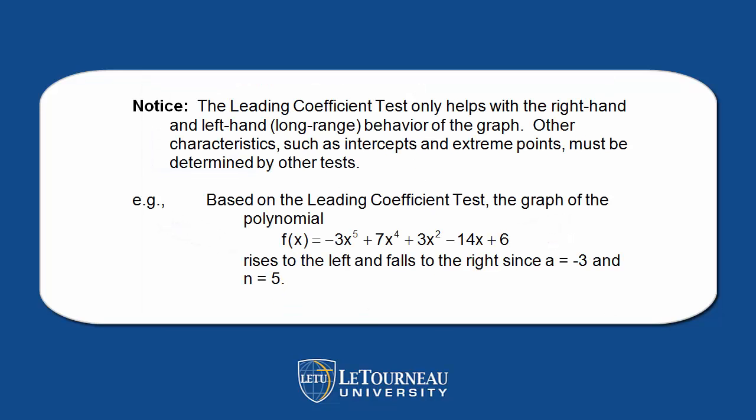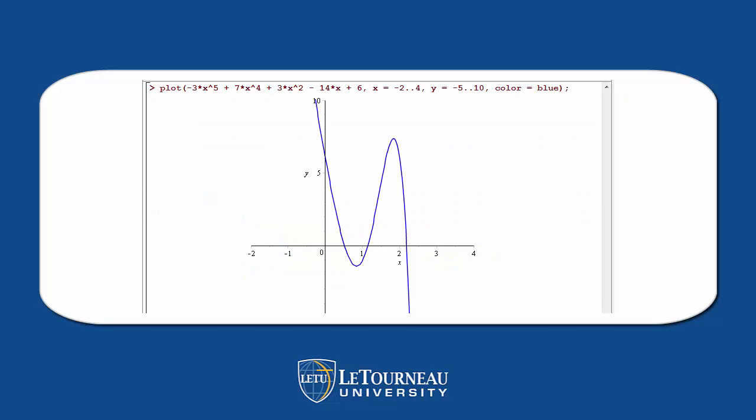Now the leading coefficient test only helps with the right hand and left hand behavior. Other characteristics such as intercepts and extreme points must be determined by other tests. So based on the leading coefficient test, the graph of the polynomial rises to the left, falls to the right, since a is negative 3 and n is 5. In other words, odd degree. Notice, rises to the left, falls to the right. Kind of interesting the way that's going to happen. And we didn't have to worry about all the terms in the middle, just the fact that it was x to the 5th.